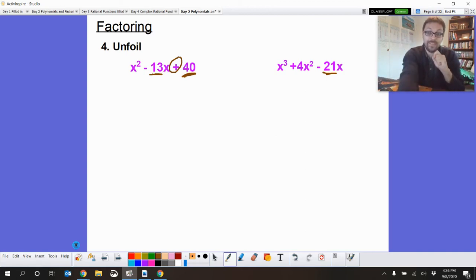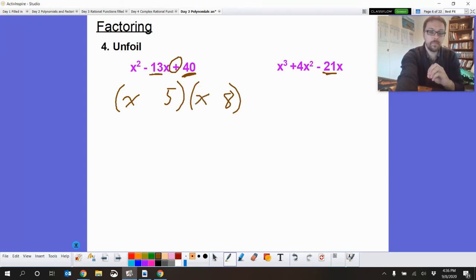However, 5 and 8 multiply to be 40, and they add to be 13. So those are the two numbers I want, 5 and 8. They need to multiply to be positive, so they have to have the same sign, and they have to add to be negative 13. If I did positive 5 and positive 8, it would be positive 13. I want negative 13, so I'm going to subtract.